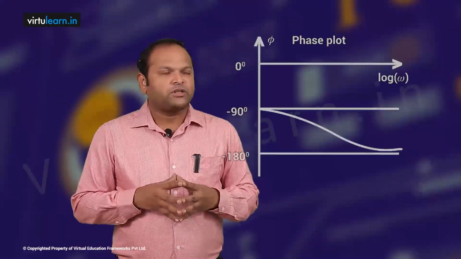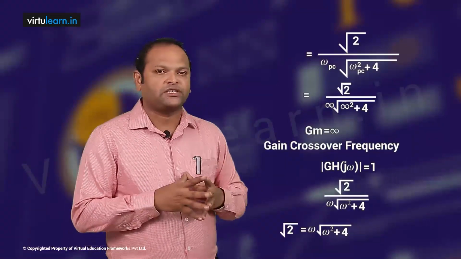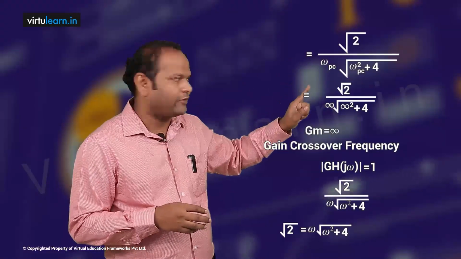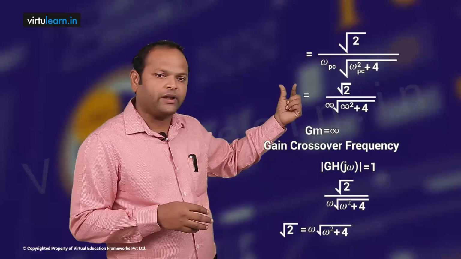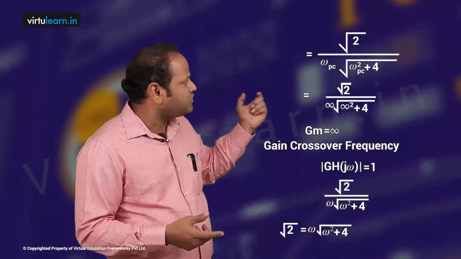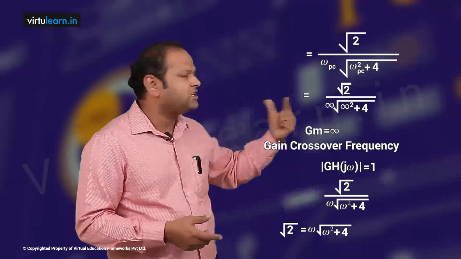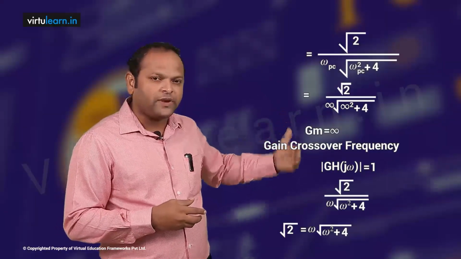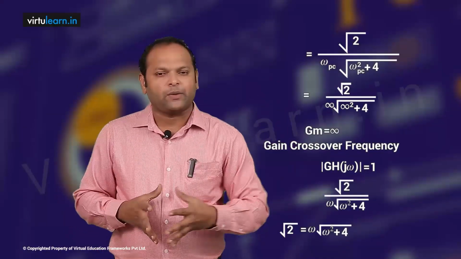So we need to substitute this in the magnitude expression. What will be the magnitude? Root 2 by omega into root of 4 plus omega square, where omega PC is infinity. So what will be the corresponding magnitude? That is MPC. So MPC you are getting 0 and gain margin is infinity. So we are getting gain margin is infinity, which means my system is an absolutely stable system.